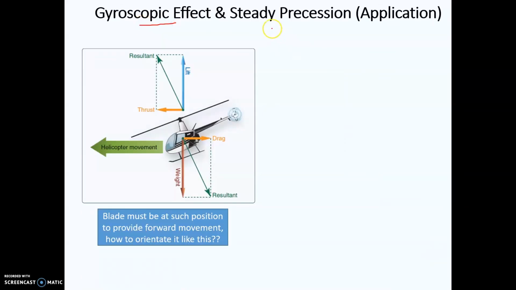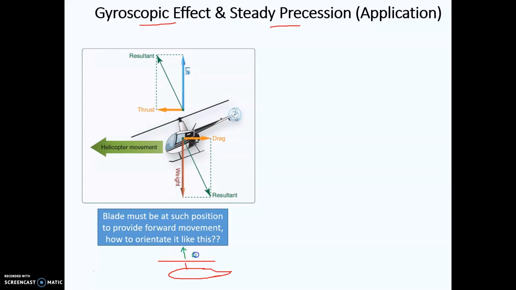Gyroscopic effect and the steady precession is very important in our daily life. Imagine that the initial position for the helicopter here is horizontal. The blade of the helicopter is rotated at a very high speed.